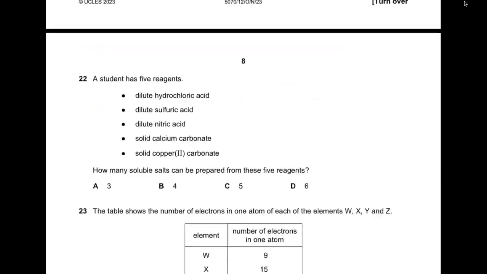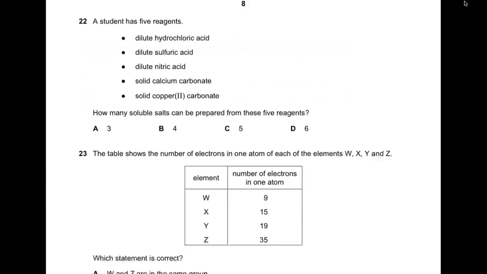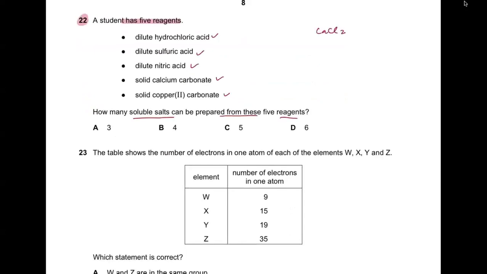Now MCQ number 22. A student has 5 reagents. Hydrochloric acid, sulfuric acid, nitric acid, calcium carbonate, and solid copper carbonate. How many soluble salts can be prepared from these reagents? So one is calcium chloride, soluble salts they are asking. Second one is calcium nitrate, no calcium sulfate, because calcium sulfate is water insoluble. It is not aqueous. Okay.